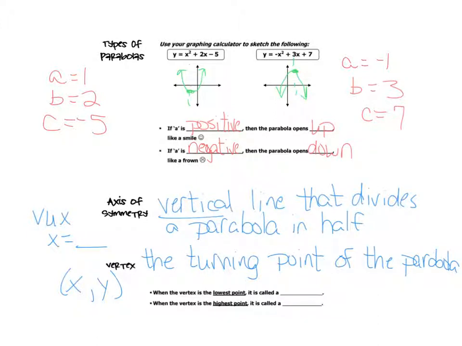symmetry. When the vertex is at the bottom, like here, the vertex is at the bottom of the parabola, then it's called a minimum because it's at the bottom of the parabola. If it's at the top of the parabola, it is called a maximum. That's the highest y value. This is the highest y value. This is the lowest y value. Minimum, maximum.